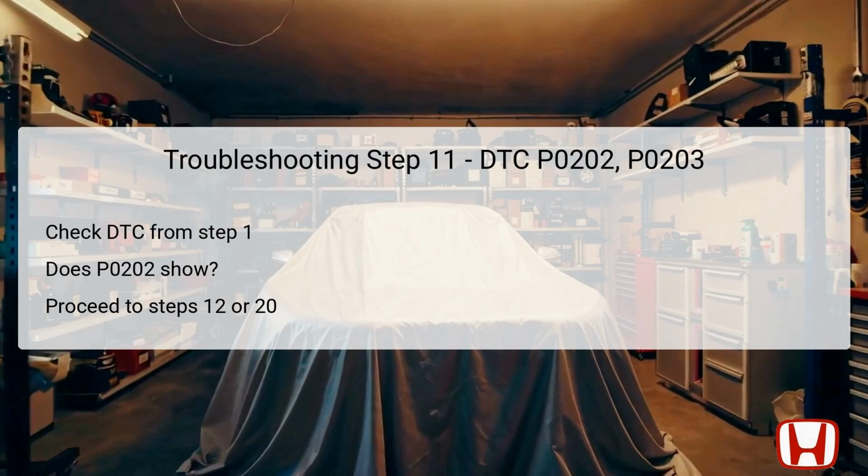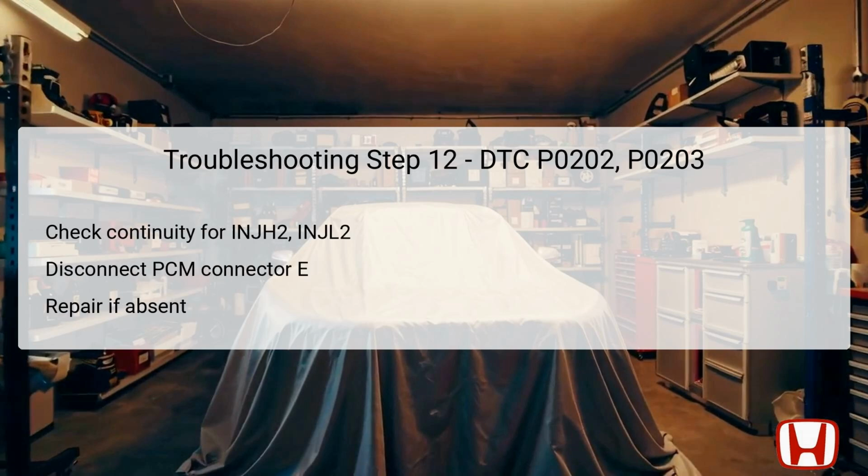to the next component. The 12th troubleshooting step focuses on checking continuity between the INJH2 and INJL2 lines. First, ensure the vehicle is off and PCM connector E, ADP, is disconnected. You will then verify continuity between test point 1, which is at the terminal number 5 of PCM connector E, and test point 2, which is at terminal number 17 of the same connector. If you confirm continuity, it suggests that the respective lines are functioning properly. Leading to step 15 for more advanced diagnostics.